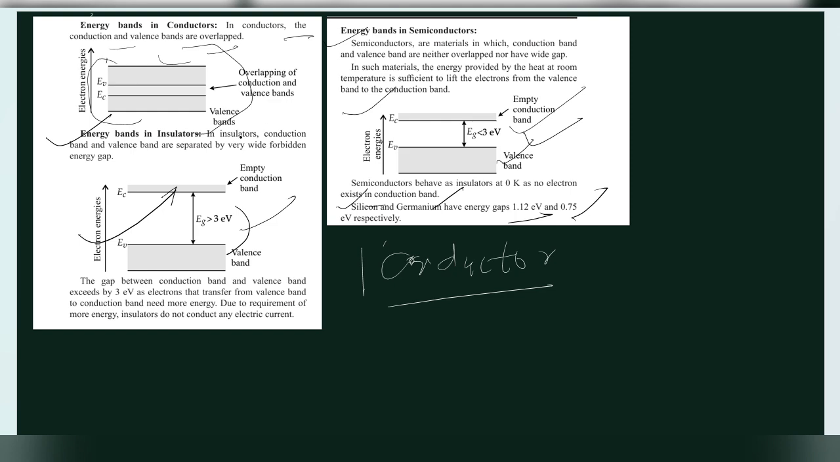So these are the three types of energy band: conduction band, valence band and forbidden energy gap in case of conductors, insulators and semiconductors. In conductors, both the conduction band and the valence band overlap with each other. In case of semiconductors, the energy gap between the conduction band and valence band is less than 3 electron volt. And in case of insulators, the energy gap is more than 3 electron volt.